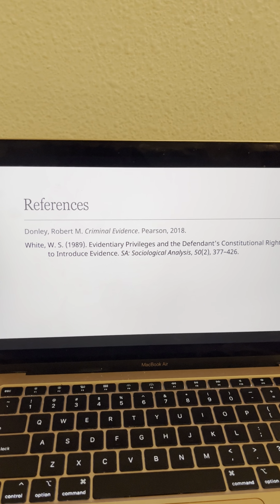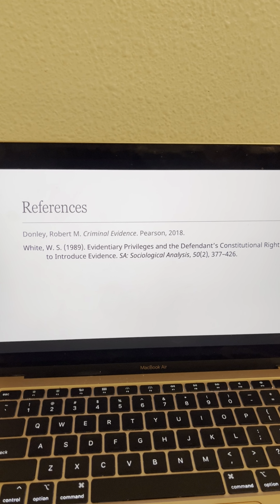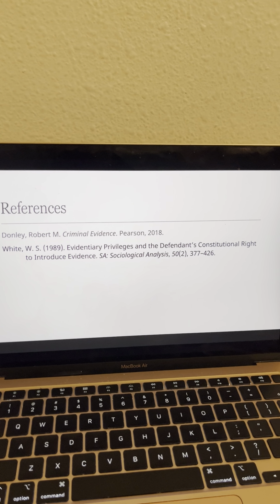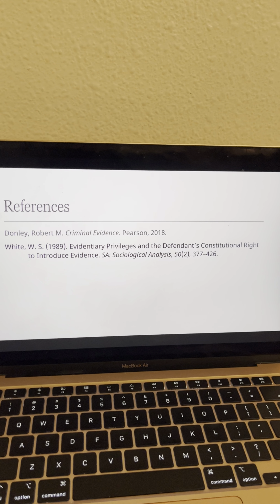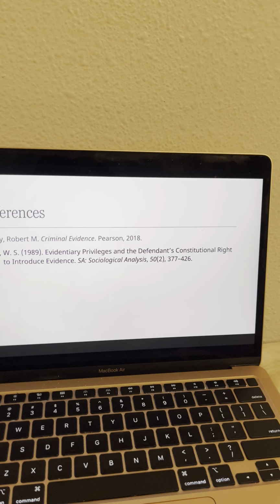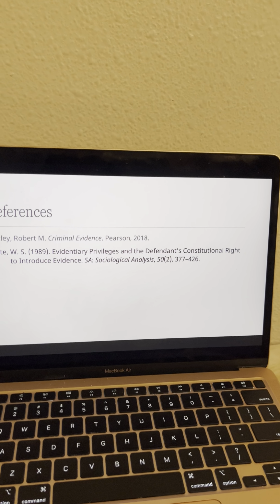The references I used for this were from our textbook, and also from Evidentiary Privileges and the Defendant's Constitutional Right, and that's where I learned a little bit more about what the defense side was able to talk about during their case in chief section.